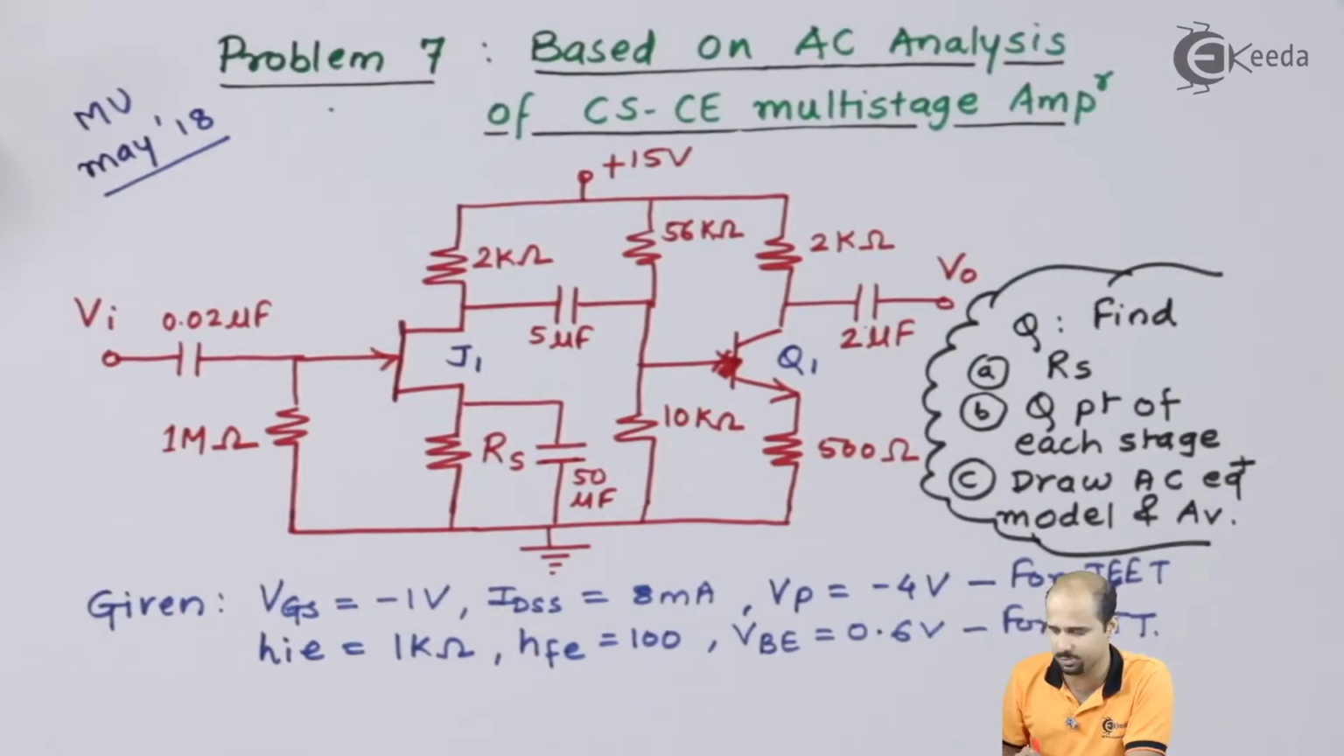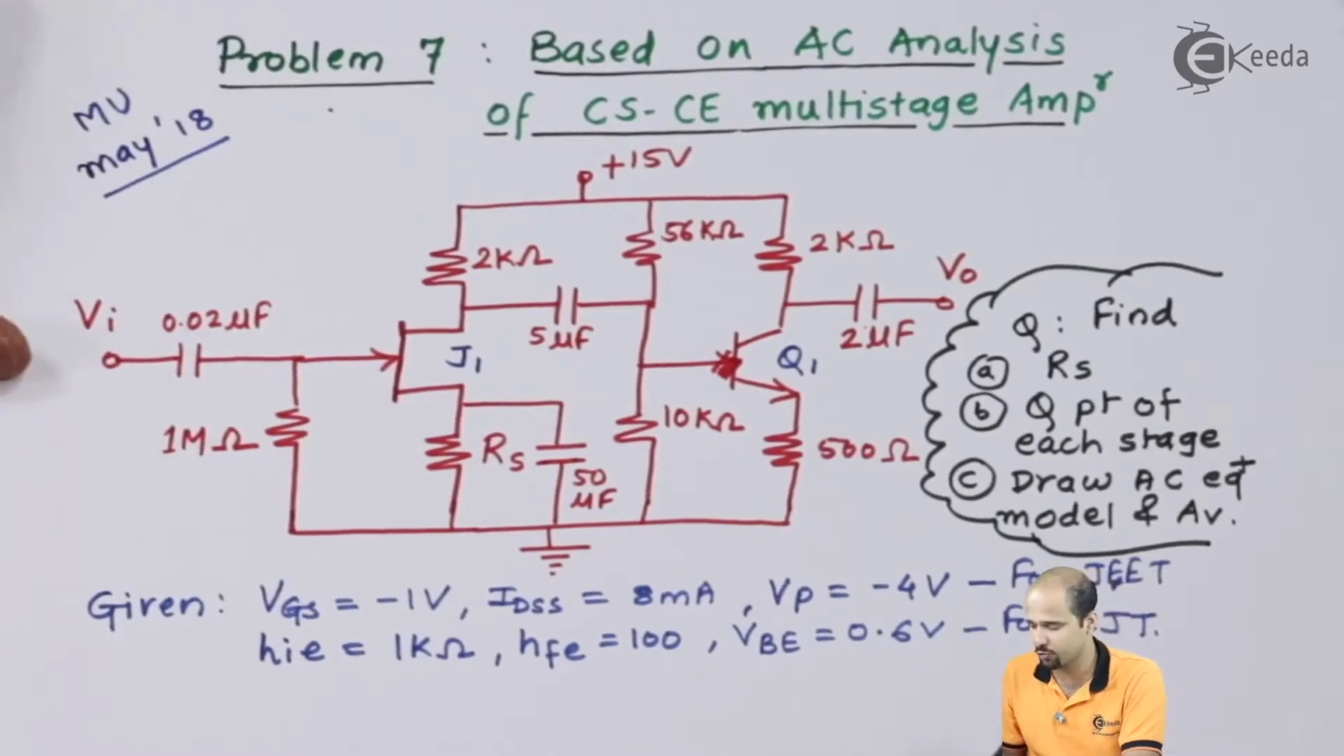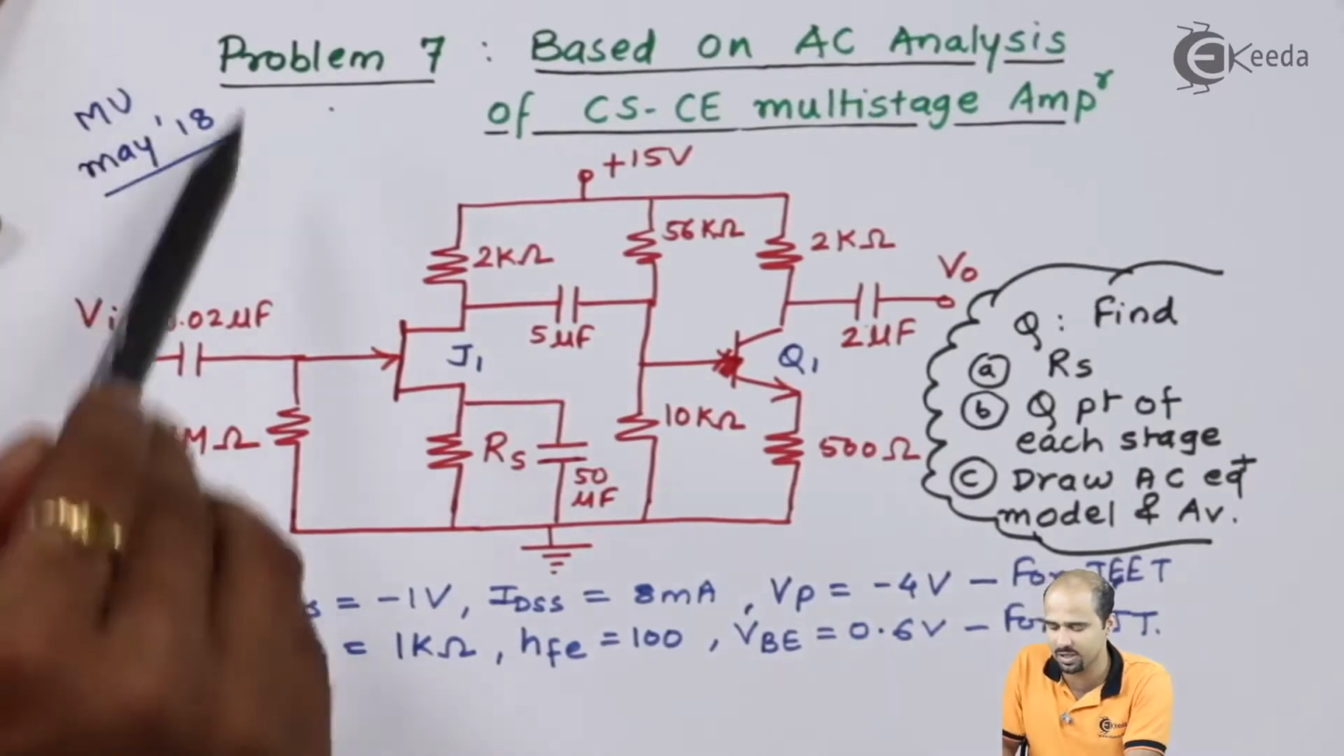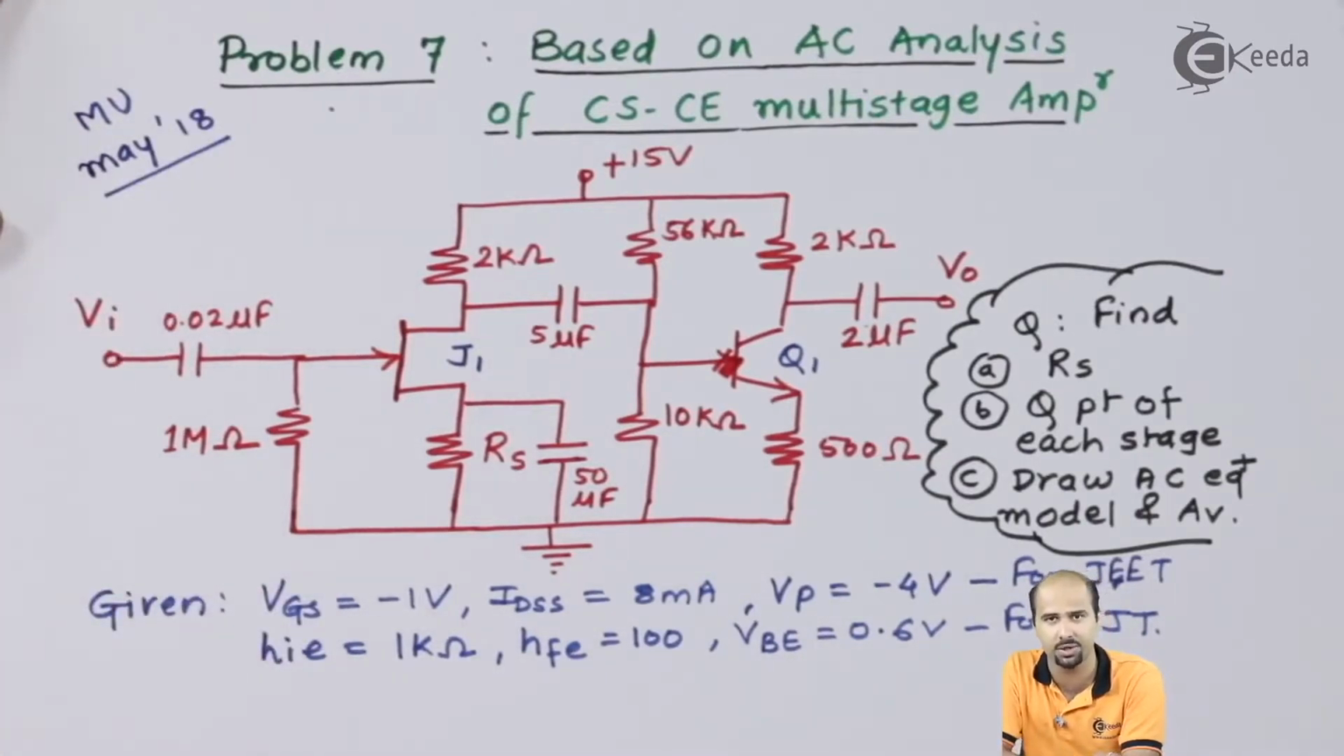Only voltage gain has been asked, whereas the given values are VGS equal to -1 volt, IDSS given as 8 milliampere, VP given as -4 volts, hie given as 1 kilo ohm, hfe given as 100, and VBE given as 0.6 volts for the BJT, right? So for the JFET and BJT, all the specified rated values are given, and we just move further with the analysis. This question was asked for 8 marks in your May 2018 question paper for Mumbai University semester 4. So let's see how to calculate the first finding.